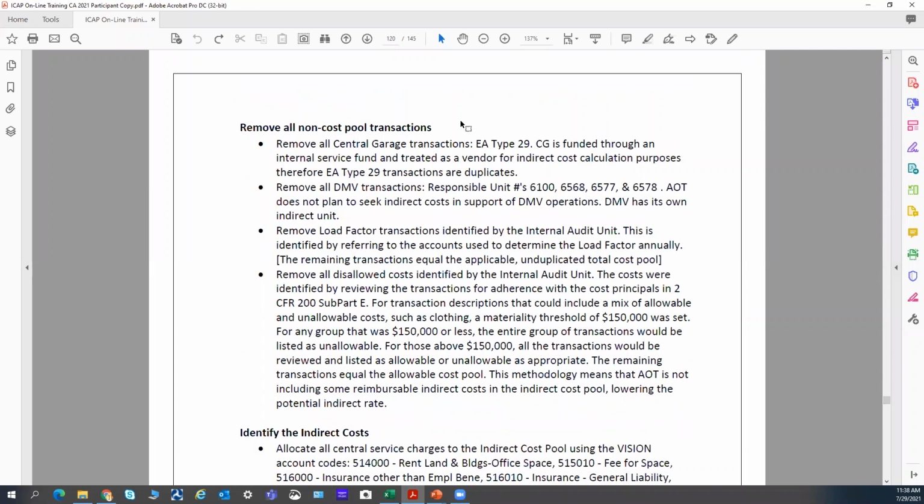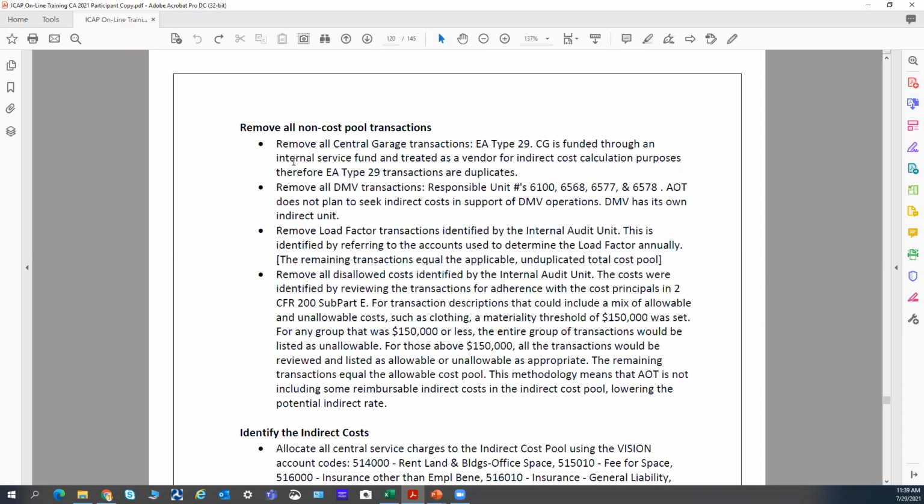So then they talked about removing all non-cost pool transactions. So we mentioned before they removed centralized garage. Now, what they did here, and once again, this is a narrative that goes with the workbook. They could have attached the workbook to this document, and we do have some organizations that do that. In our development class, sometimes we make this statement. We say an ICAP could be the size of a phone book. That is actually realistic. If you look at the supporting documentation, I think I mentioned before that Excel workbook is like 158 megabytes. If you were to print that off on paper, it probably would be the size of a phone book.